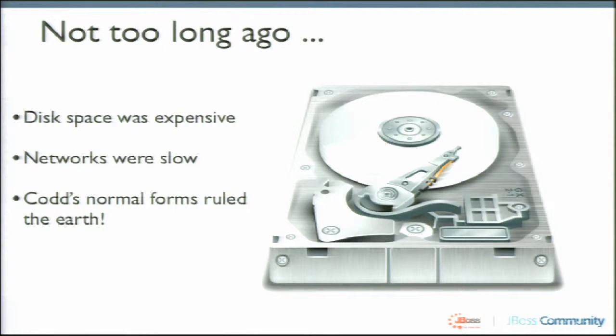Networks were also slow, so you couldn't cluster machines easily and get a lot of space in a cluster. So again, you had to optimize for that. Who remembers Codd's normal forms? Second normal form, third normal form. People remember it, right? Who actually uses it today? I'm sure people do, but you kind of rethink that a little bit, isn't it? Is that really that important anymore?